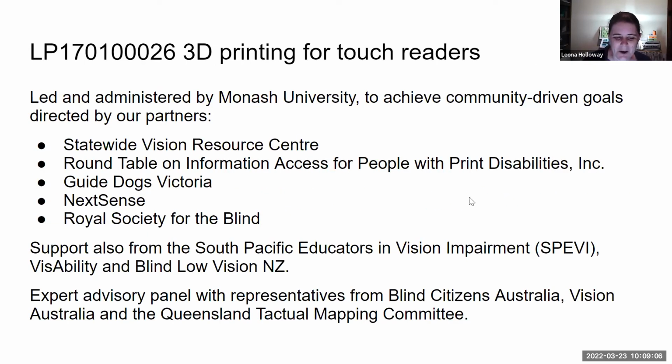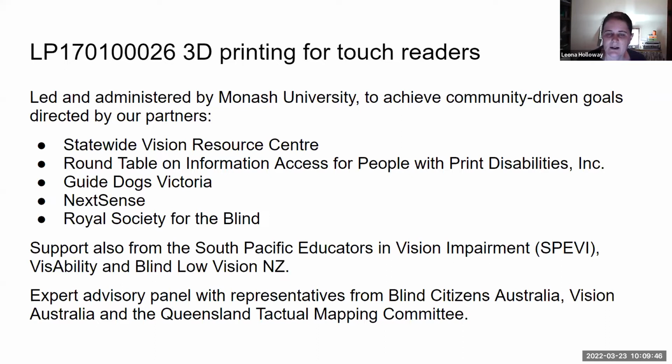For our project, we're looking at 3D printing for touch readers, and it's led by Monash University. Our partners are the Statewide Vision Resource Centre, so that's the Department of Education and Training Victoria. Also the Roundtable on Information Access for People with Print Disabilities, which is actually an umbrella organisation with a lot of members. And for this project, the South Pacific Educators in Vision Impairment, Visibility in WA and Blind Low Vision New Zealand have been particularly helpful in assisting with the project.